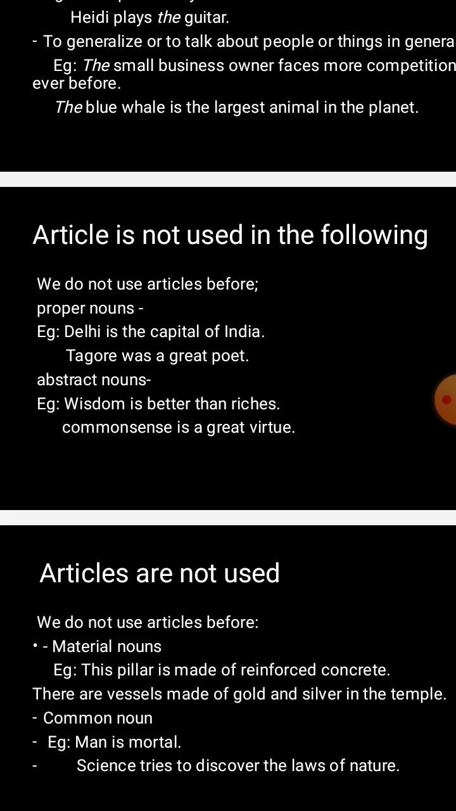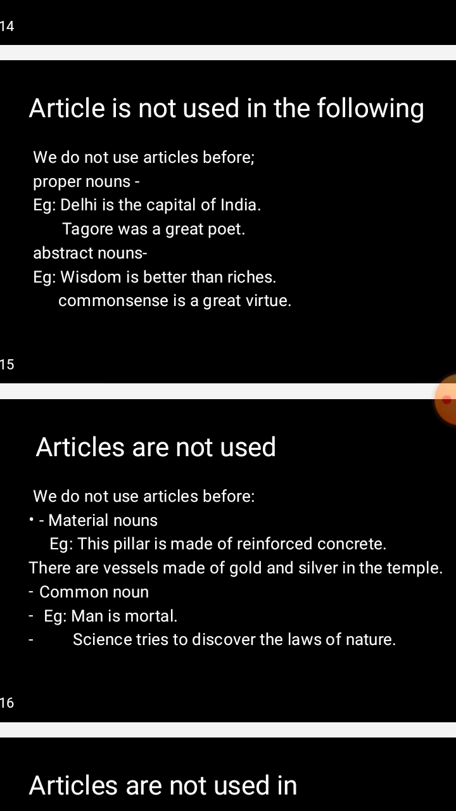Articles are not used before material nouns. This pillar is made of concrete. There are vessels made of gold and silver in the temple. Common nouns: man is mortal. You don't say the man is mortal. Man is mortal. Science tries to discover the laws of nature.